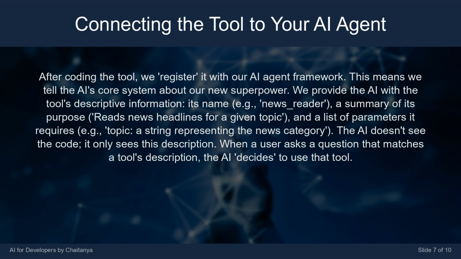After coding the tool, we register it with our AI agent framework. This means we tell the AI's core system about our new superpower. We provide the AI with the tool's descriptive information: its name, e.g., news_reader, a summary of its purpose, reads news headlines for a given topic, and a list of parameters it requires, e.g., topic, a string representing the news category. The AI doesn't see the code. It only sees this description. When a user asks a question that matches a tool's description, the AI decides to use that tool.